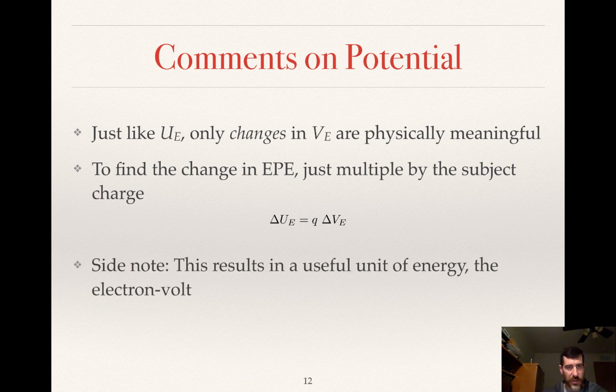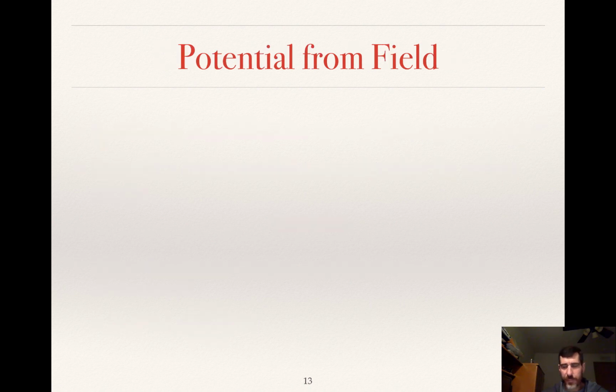And just as a little side note here, if you stare at this equation, it actually results in a very useful unit of energy, something called the electron volt. So if you take charge times electric potential, that gives you units of energy. So if we use the fundamental unit of charge e times 1 volt, that's actually a unit of energy. So an electron volt is 1.6 times 10 to the minus 19 joules. And that's actually a handy unit of energy. It gets used in particle and atomic physics all the time.